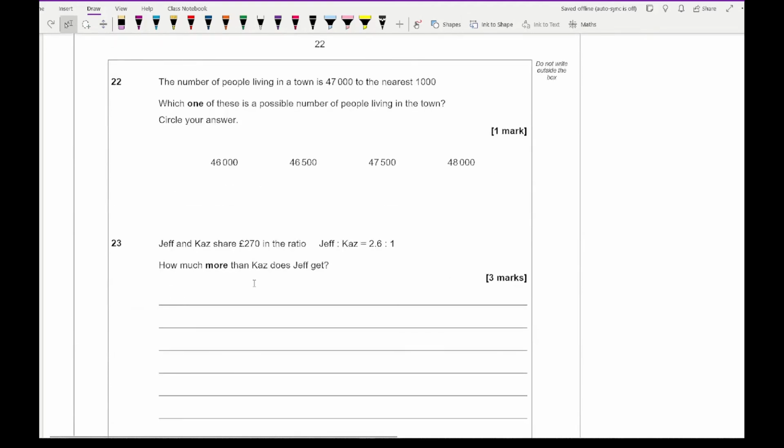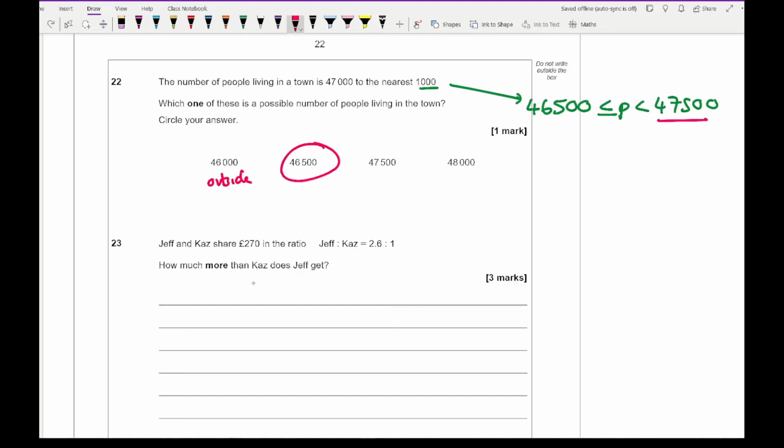Moving on to question 22, it says the number of people living in a town is 47,000 to the nearest 1,000. Which of these is a possible number of people living in the town? Well, if it's rounded to the nearest 1,000, then the population is going to be between 46,500 to 47,500. Now with this, what we then need to do is see which of these numbers falls into that category. Now for this, it is going to be our second option, and the reason for that is this one is outside that range. This one is not valid because the population can't equal that, because that would be rounded up to then 48,000, so that's not going to be correct, and nor is that one, so the correct answer is going to be the second option.